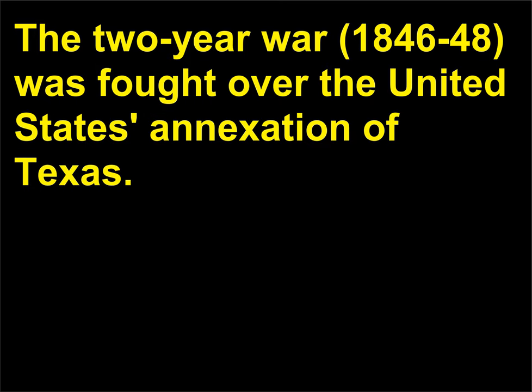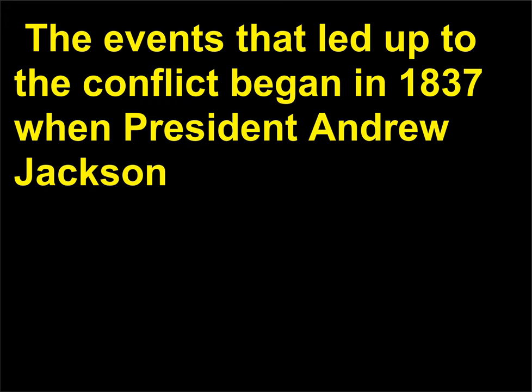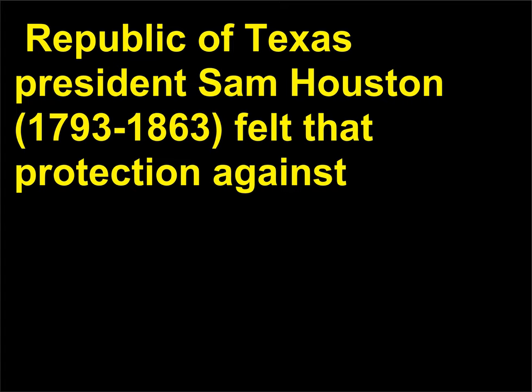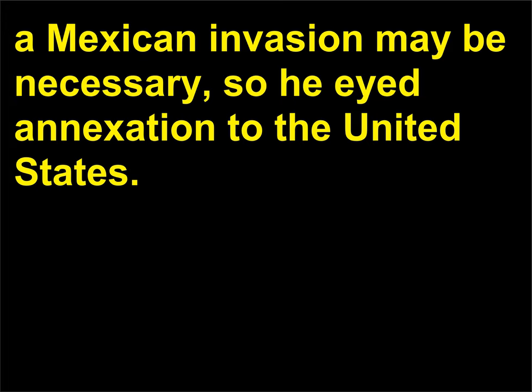The events that led up to the conflict began in 1837 when President Andrew Jackson, 1767-1845, recognized Texas as independent. This was just after Texas had won its war with Mexico. Republic of Texas President Sam Houston, 1793-1863, felt that protection against a Mexican invasion may be necessary, so he eyed annexation to the United States.